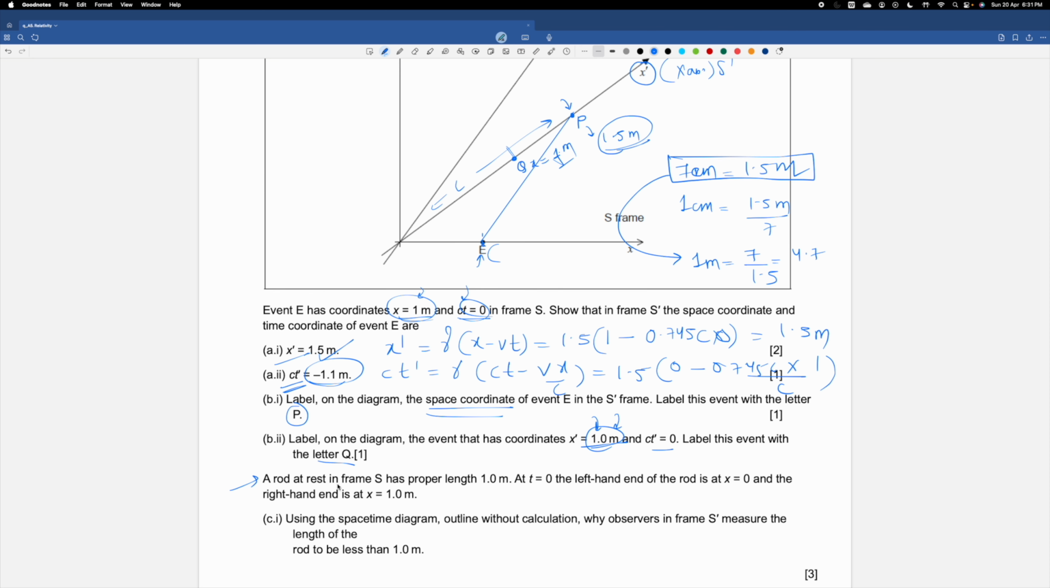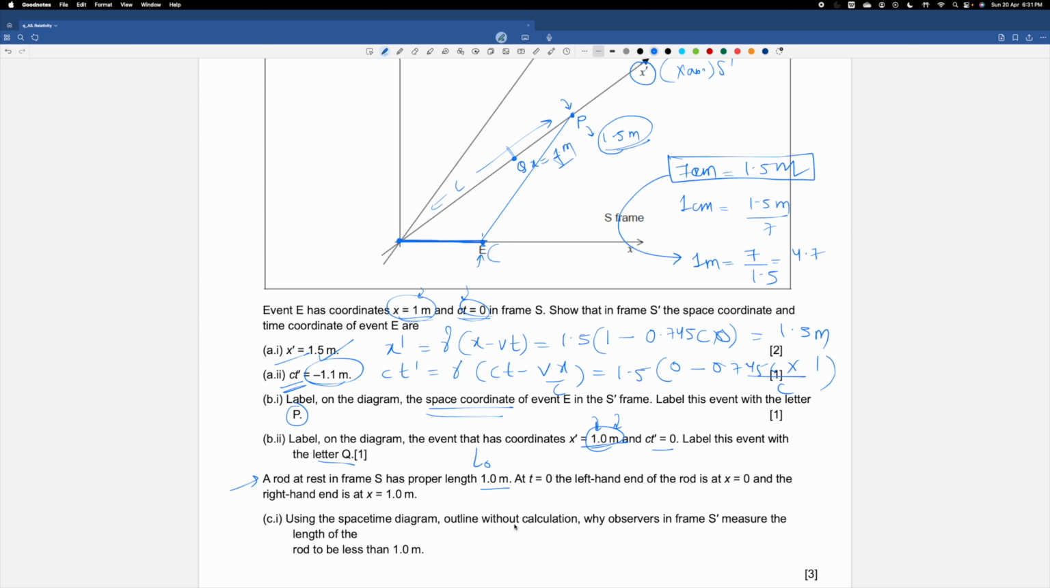Next. A rod at rest in frame S has a proper length L naught of 1 meter. At time t0, the left hand end of the rod is at x equal to 0. So that's the left end of the rod. And the right hand end is at 1 meter. So that's the right end. And that's your rod. The rod is resting on this line.